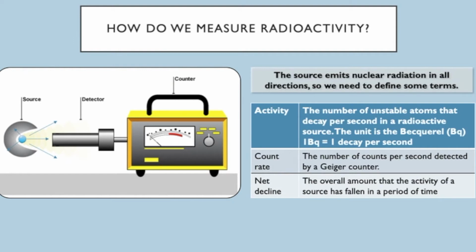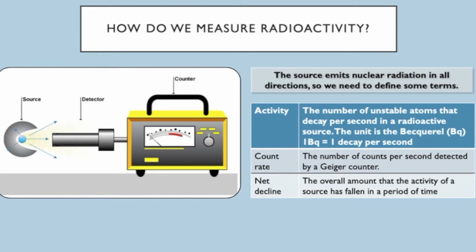So the source emits nuclear radiation in all directions, 360 degrees. The activity is the number of unstable atoms that decay per second in a radioactive source. So this is all of the radioactive isotopes that are giving off radiation. And the unit of the activity is the becquerel, named after Henri Becquerel. And 1 becquerel is 1 decay per second.